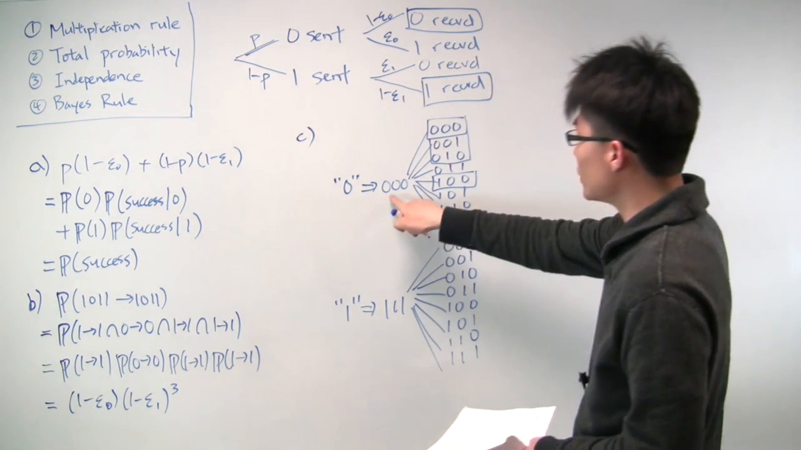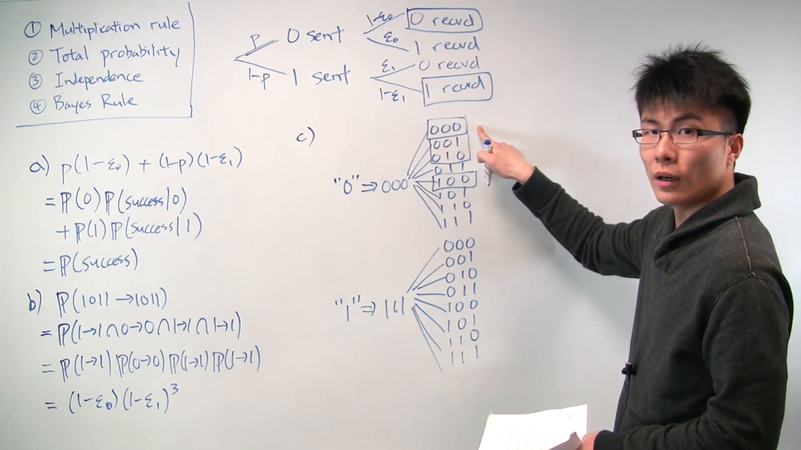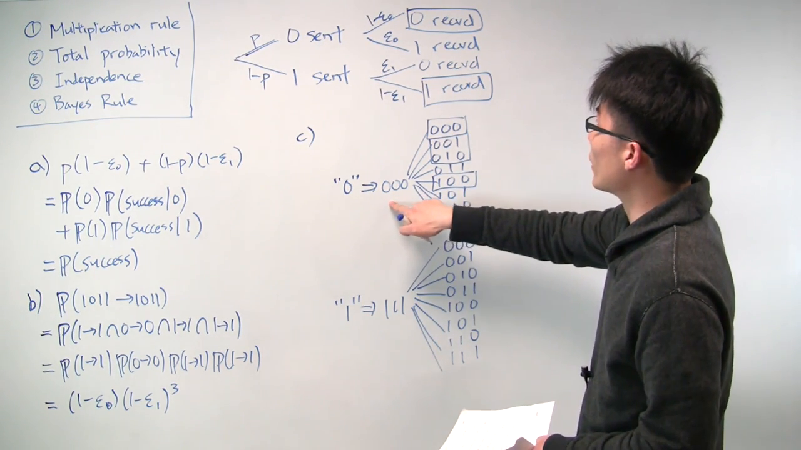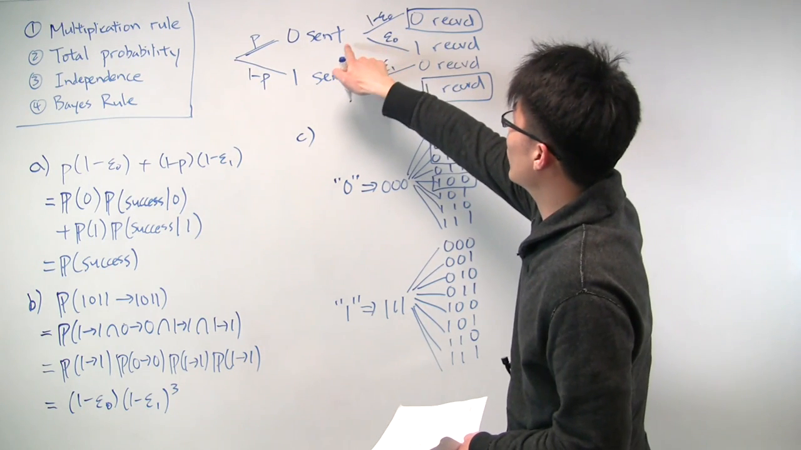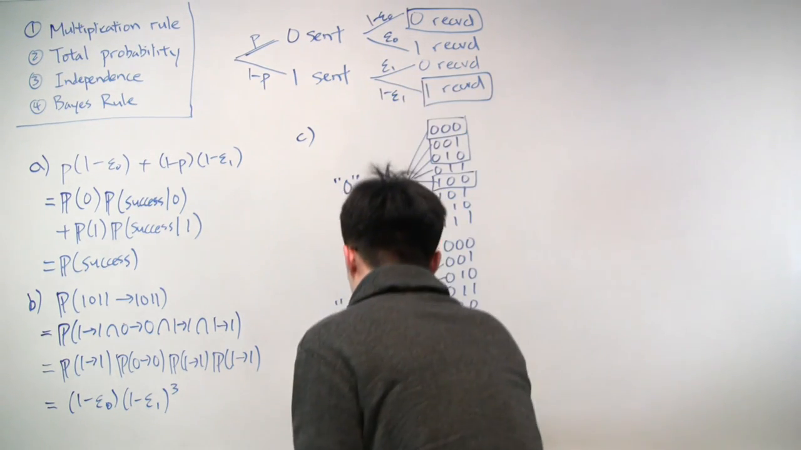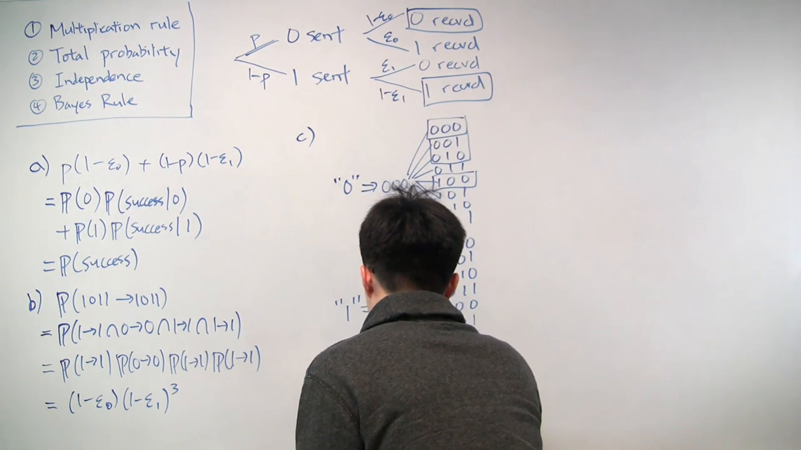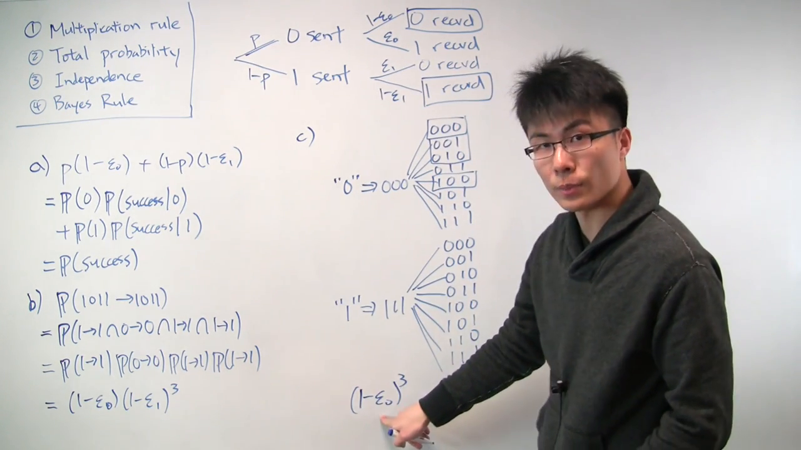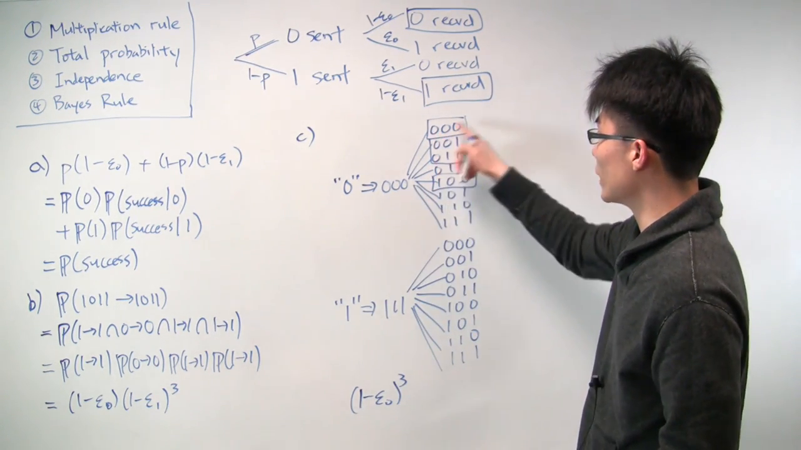What is the probability that a 000 gets turned into a 000? Well, that means that all 3 of these zeros had no errors. So we would have the answer being (1 - ε₀)³, because all 3 of these bits had to have been successfully transmitted.